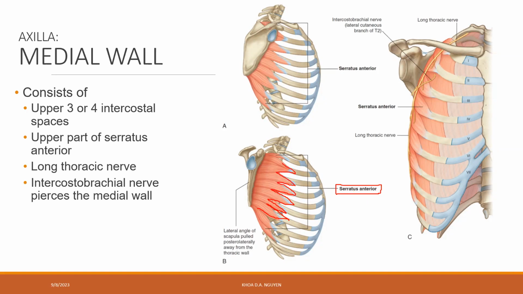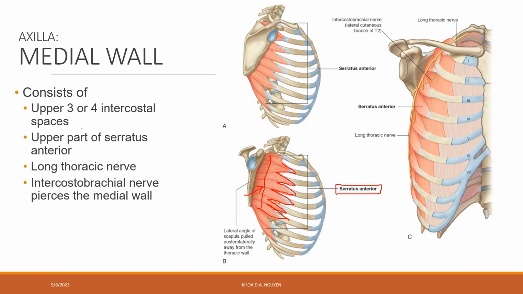Serratus anterior is this muscle right here, and the nerve that innervates the whole muscle is the long thoracic nerve that kind of runs like this. This is very important stuff that I'm telling you now. You need to understand this. The serratus anterior muscle is this muscle right here, and the long thoracic nerve is the nerve that controls that muscle.